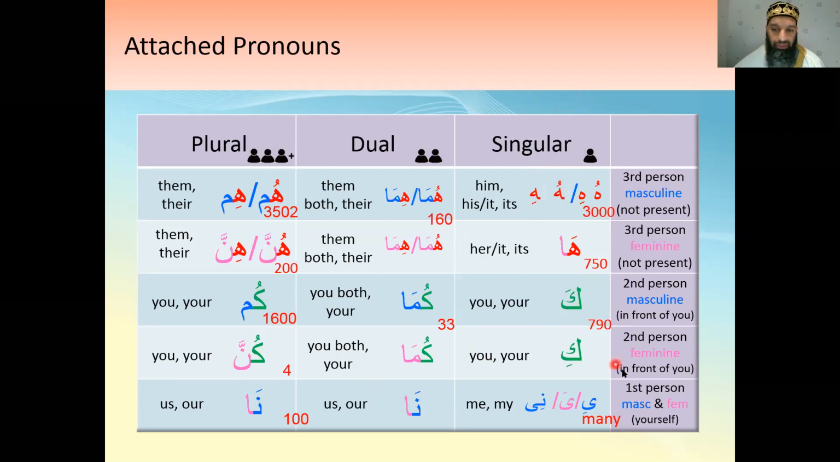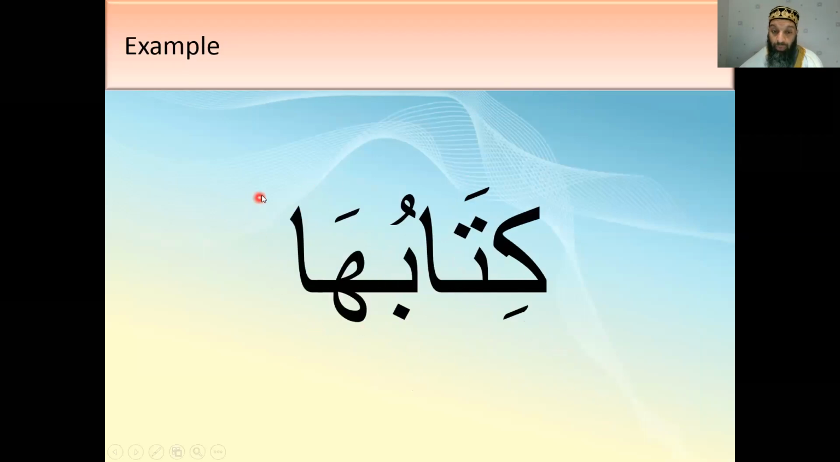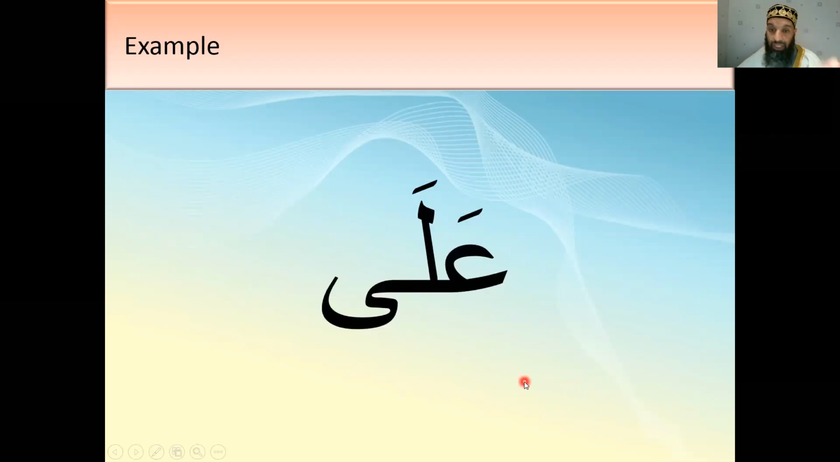So, yeah, this is super, duper important, this one. Right? Kitabuhu is an example. We went through some examples. Kitabuhu is his book because the hu makes it his. Kitabuha, her book, the ha makes it hers. Kitabukum, kum is for second person, you all, male. Kitabukum, your all's book. And then we did ala. Ala means on. And then the same thing works on ala.